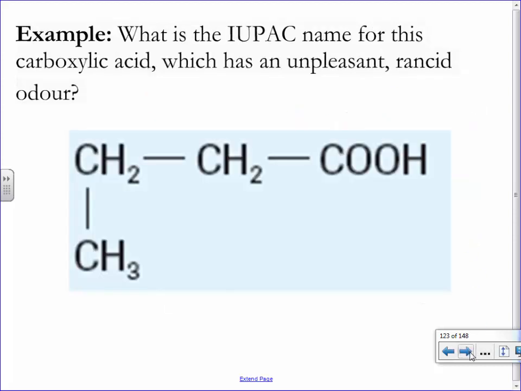Okay. What would we name this one here? One, two, three, four. Butanoic acid. I feel like you guys probably have this though, right?